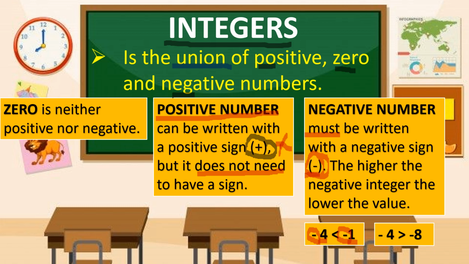Another example, we have here negative 4 is greater than negative 8. So, mas malaki po si 8. Again, kahit gaano kalaki yung number na yan, at ang sign niya po ay negative, mababa yung value. That's why, mas malaki po si negative 4 kaysa kay negative 8. Okay?